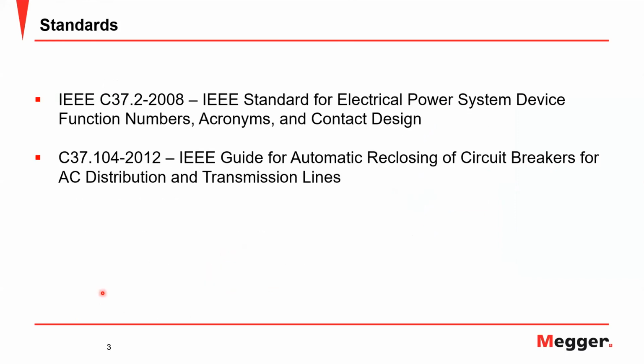The standards that apply to this presentation are IEEE C37.2, function numbers and acronyms, and C37.104, the guide for automatic reclosing of circuit breakers, both distribution and transmission. Pardon me, just one moment. Okay, and I'm back. Sorry about that.